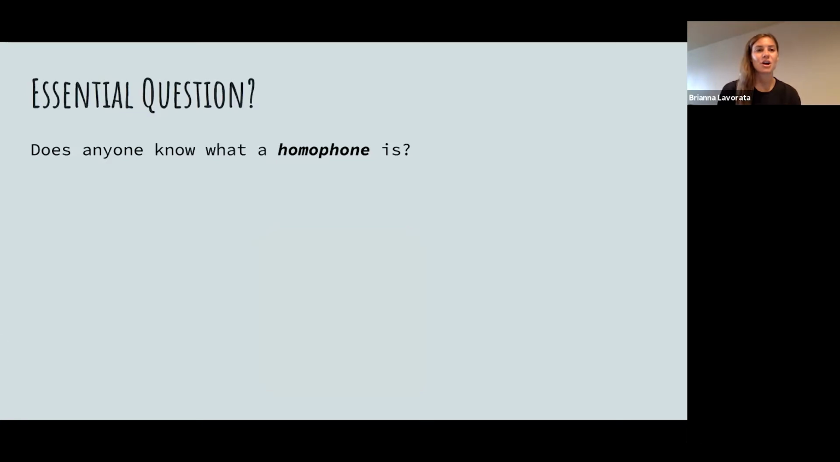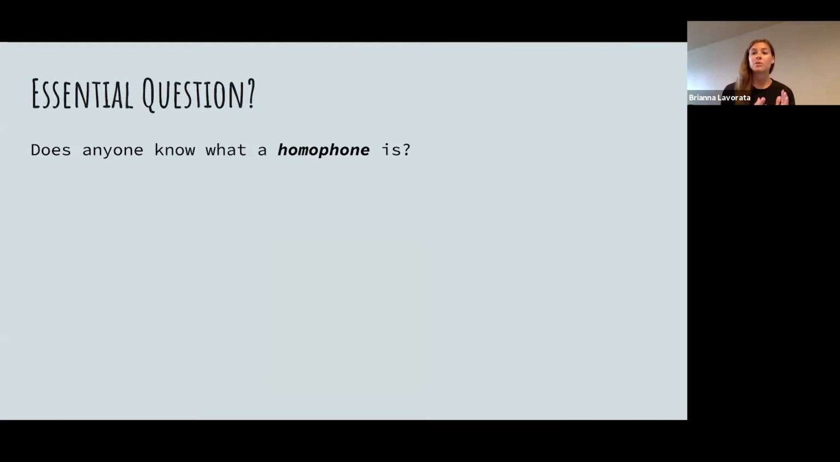So does anyone know what a homophone is? Think about this in your head. A homophone, okay? So this is the key vocabulary word that we're going to be focusing on for this lesson, and we're going to be focusing on this for the next couple of days. So think about that, a homophone, okay? So we just learned about contractions, okay? We learned that contractions are words that we shorten or make smaller. We combine two different words and we contract them together to make one word.